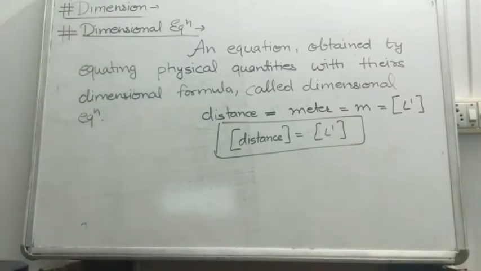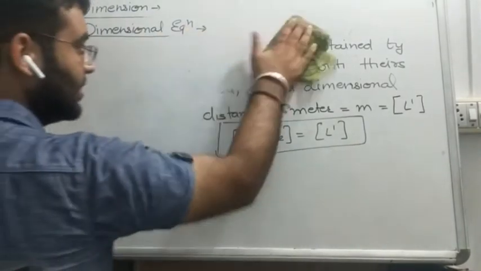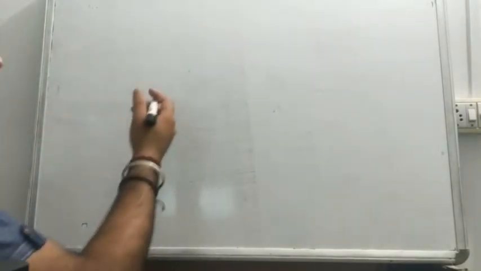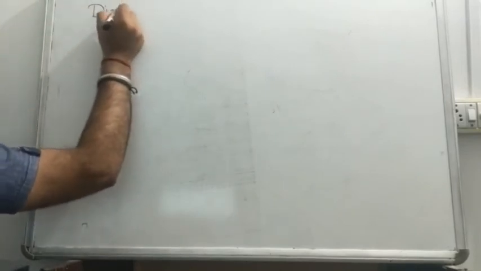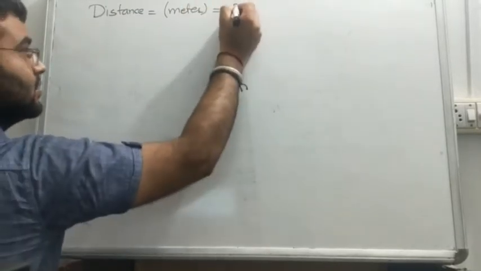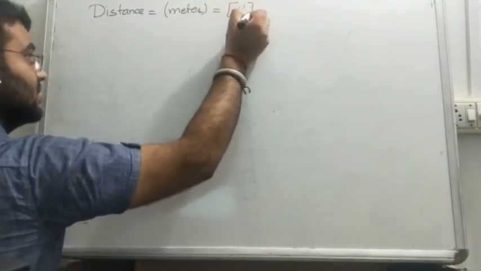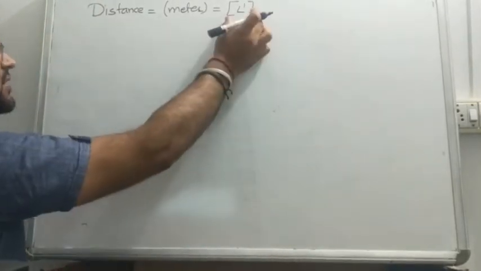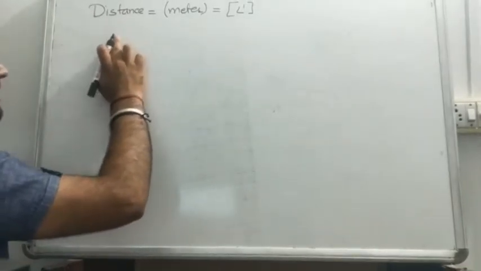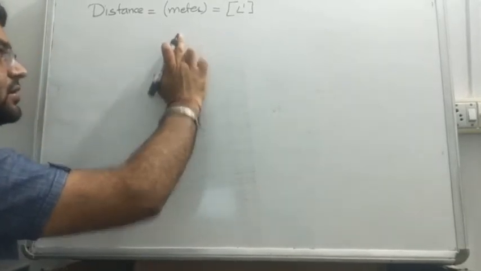Same here, we have to read many other things. If you learn the earlier things, which I told you about the dimensions of base quantities, then you can understand these things. First of all, we have read about distance. We know the unit of distance is meter, and for meter we have L1. L1 is the dimension of distance. The same thing, if you write displacement, it has the same unit, meter, which means the dimension is L1.